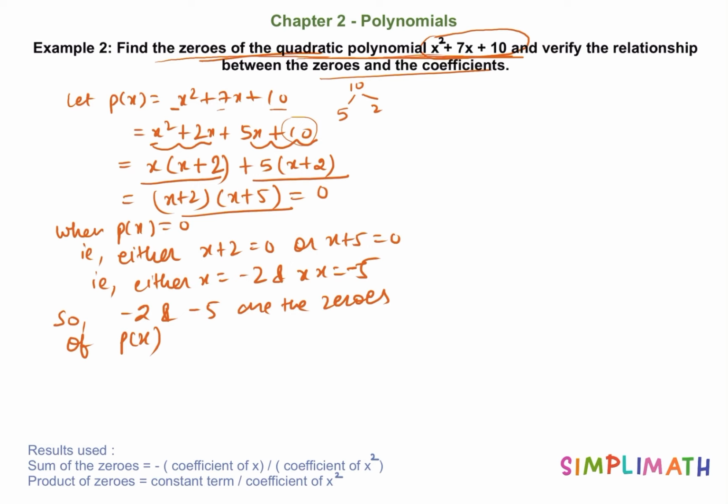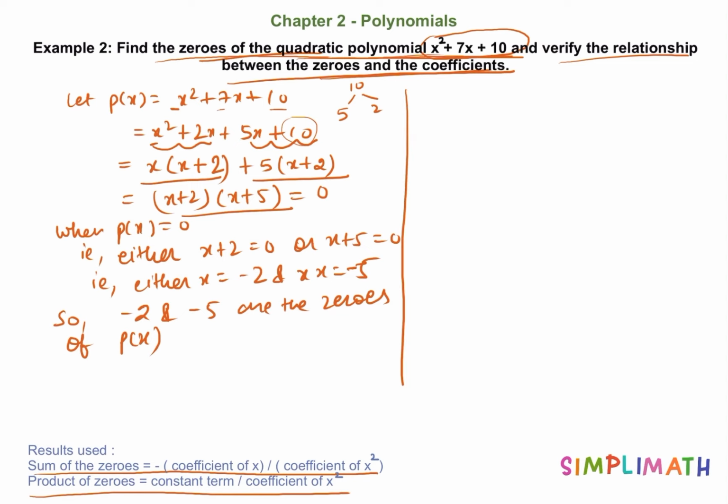Now the second part says verify the relationship between the zeros and the coefficients. Now we have studied for a quadratic polynomial: the sum of the zeros is minus of coefficient of x upon coefficient of x square, and the product of zeros is constant term upon coefficient of x square. Now let us see if this rule is satisfied over here.